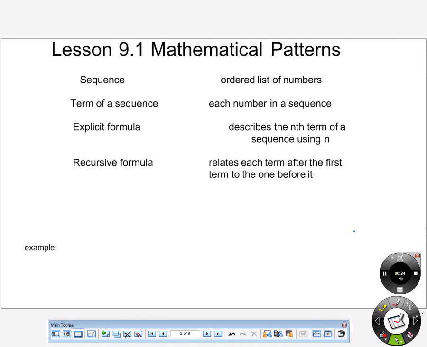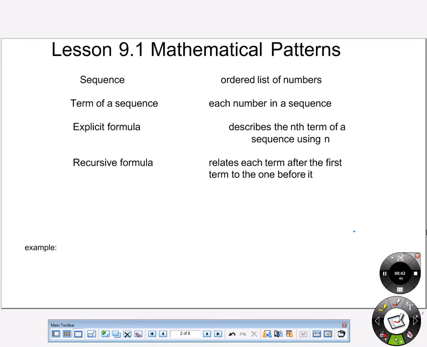So the first word we see up there is sequence, which is an ordered list of numbers. All it means is you're looking at a list of numbers, but the first term is the first one. You can't rearrange them. They're going to stay in that order. Okay? You guys have looked at sequences before, but you just might not have thought of them as a sequence.